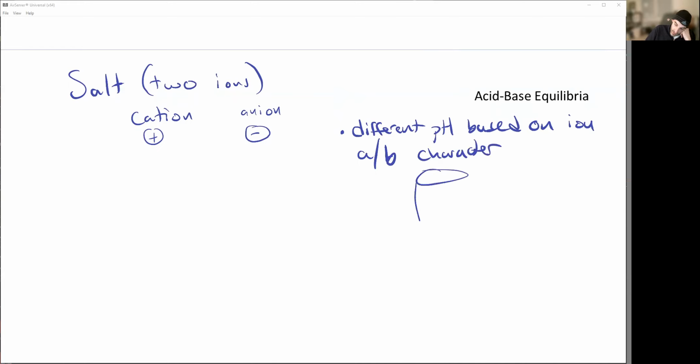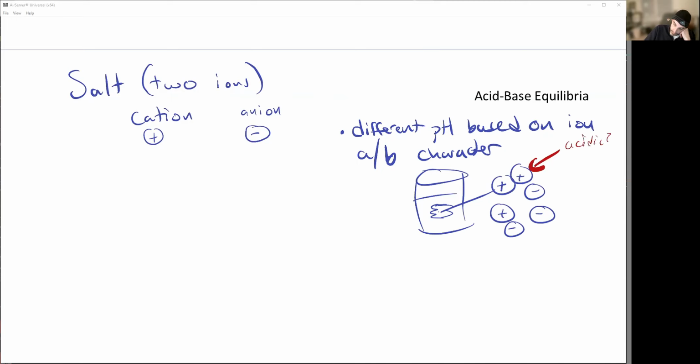So if I take a thing of water and I drop some salt in, I'm getting a bunch of positive ions and a bunch of negative ions, and they're interacting with water. And ultimately what I want to know is, is it acidic? Is it basic? Or is it neutral? Okay. And let me show you how this is going to work. So we're going to start with our typical example.